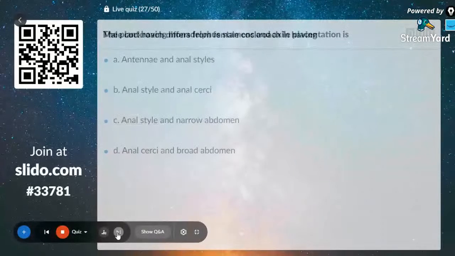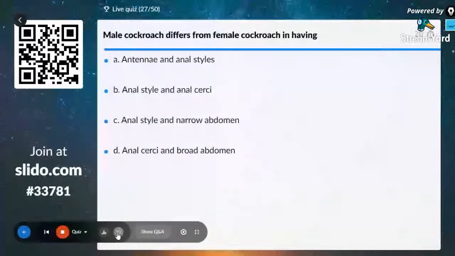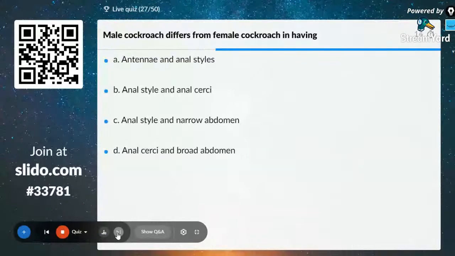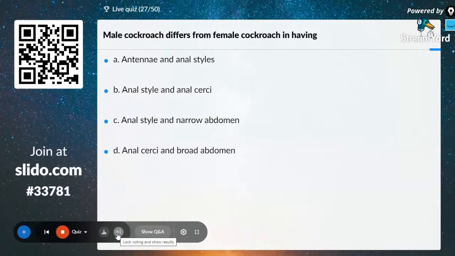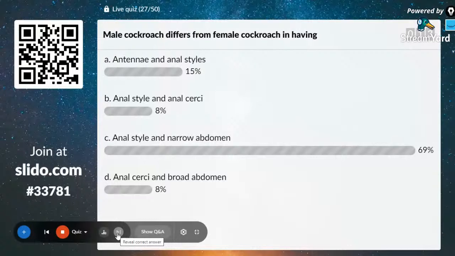Yes, again a direct MCQ, very important. Male cockroach differs from female cockroach in having anal style and narrow abdomen. Next question.